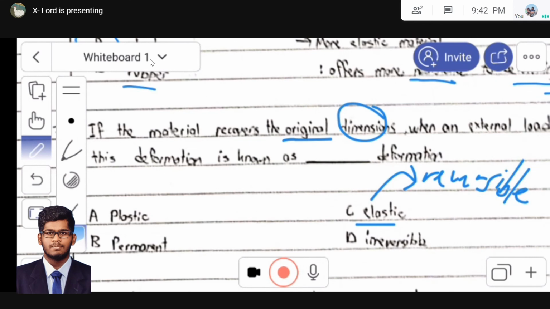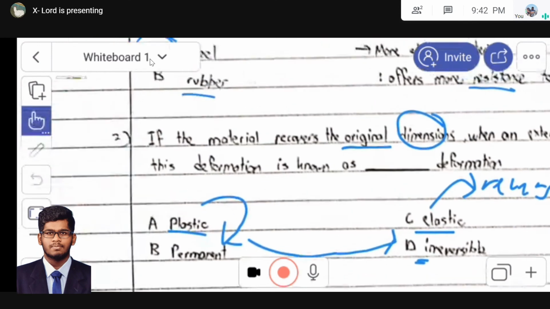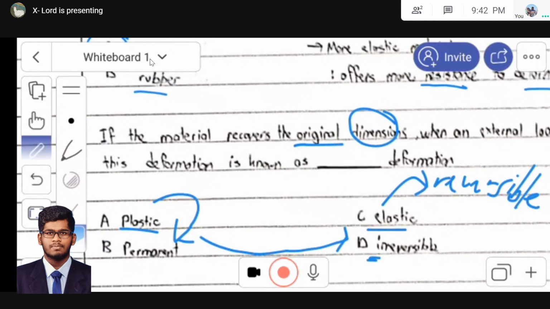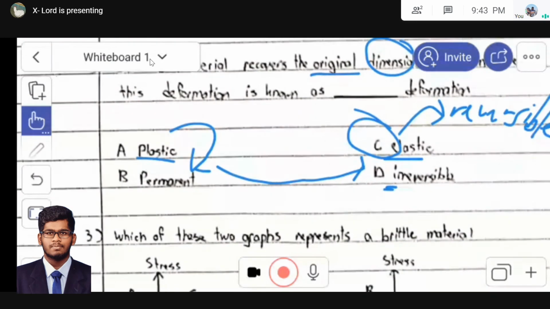Whereas, on the other hand, we have plastic. Plastic is known as permanent. You can also say permanent is irreversible. There's that ir there, so that means it's not reversible. So therefore, we can say for sure that the answer for this one has to be C, because we want something that goes back to its original position. So that's C there. Right? Now, our last question.